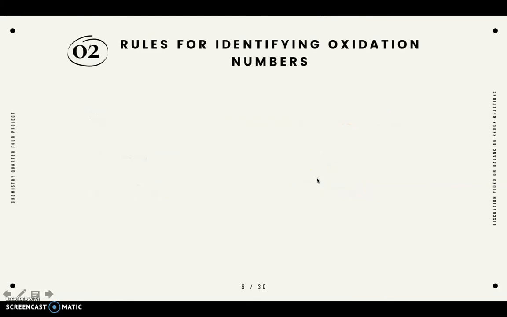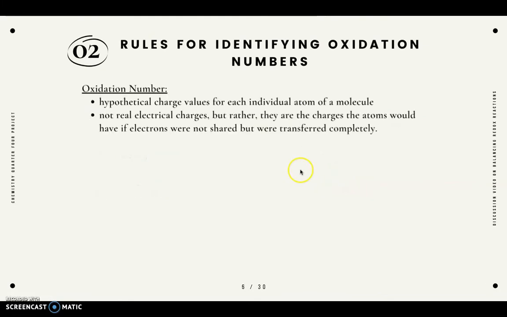Now, in order to keep track of electron flow, we will be using oxidation numbers, which are hypothetical charge values for each individual atom of a molecule. They are not real electrical charges, but rather they are the charges the atoms would have if electrons were not shared but were transferred completely. Oxidation numbers are assigned using a set of rules, which are as follows.